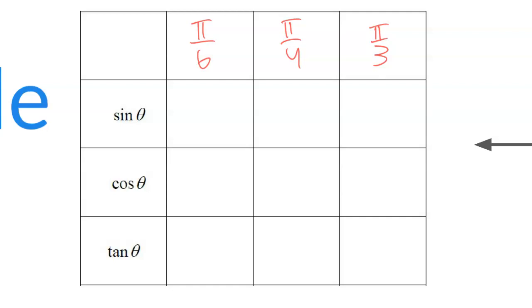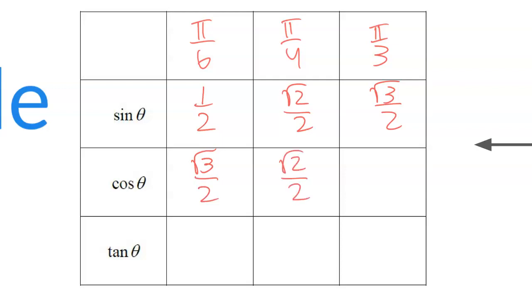Sine theta is an increasing function, which means that it starts off with 1 over 2 and then increases to square root of 2 over 2 and finally to square root of 3 over 2. Cosine is the cofunction of sine, so that means it's going to have the same values just in reverse order. So it will start with square root of 3 over 2, decrease to square root of 2 over 2, and then end with 1 over 2.